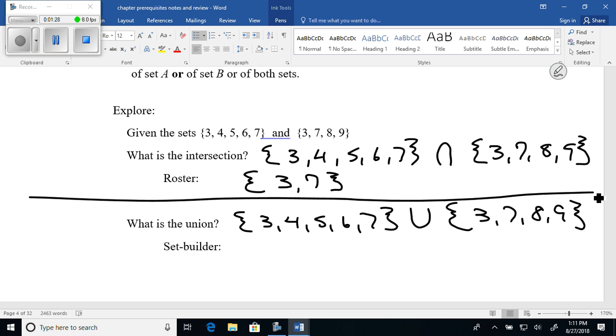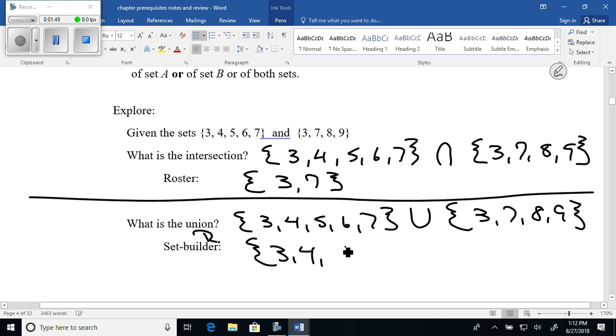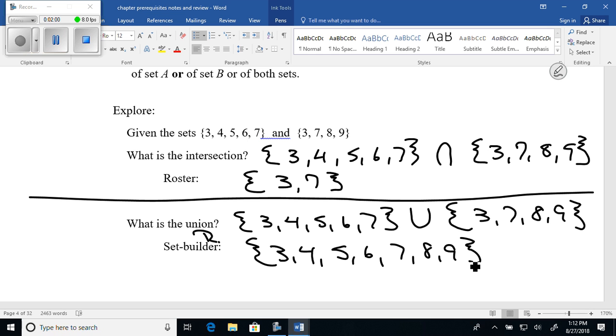Now they ask for the union, and the union means everybody. Now, I asked for set builder notation. We're going to write it in roster first, because I think that will help you understand. Then we'll do set builder. So in roster, who would you list? 3, 4, 5, 6, 7, 8, 9. You just put them together. Union means everybody, every element has to be there.